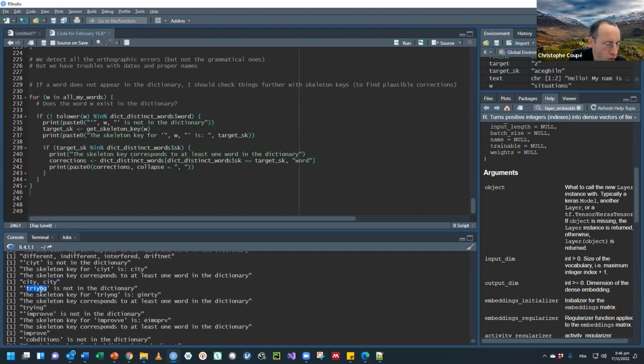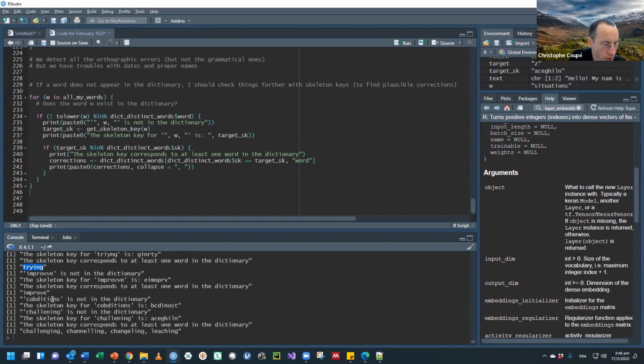Trying is not in the dictionary. The skeleton key is this one. There is a word in the dictionary with the same form. That's trying. That's the correction we want. Improve is not in the dictionary. We have the skeleton key. Oh, one word has the same skeleton key. It's improve. That's exactly what we want.